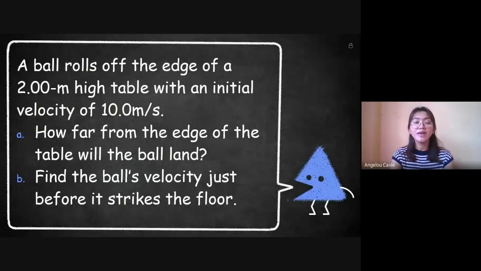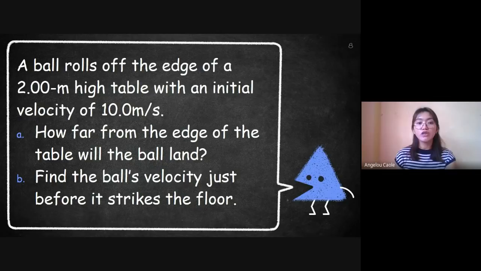For the second example, a ball rolls off the edge of a 2 meters high table with an initial velocity of 10 meters per second. How far from the edge of the table will the ball land, and find the ball's velocity just before it strikes the floor? So in this example, we have a given of 2 meters.